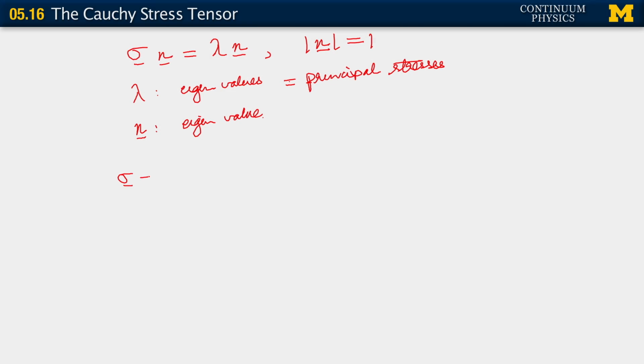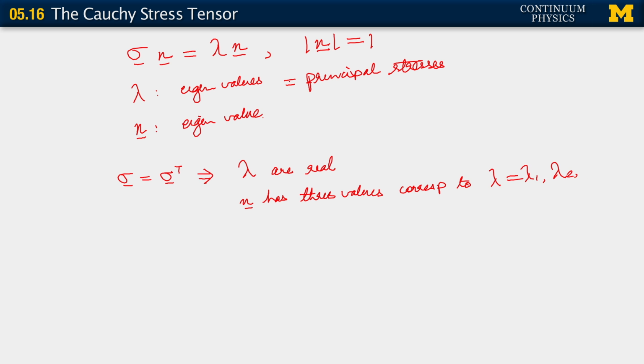Just a couple more properties which follow from the fact that the stress is symmetric. Sigma equals sigma transpose implies that lambdas are real. Since the lambdas are real, it's always possible to set the eigenvectors n to have 3 values corresponding to lambda equals lambda 1, lambda 2, lambda 3. And the values n1, n2, n3 can be made to form an orthonormal set.